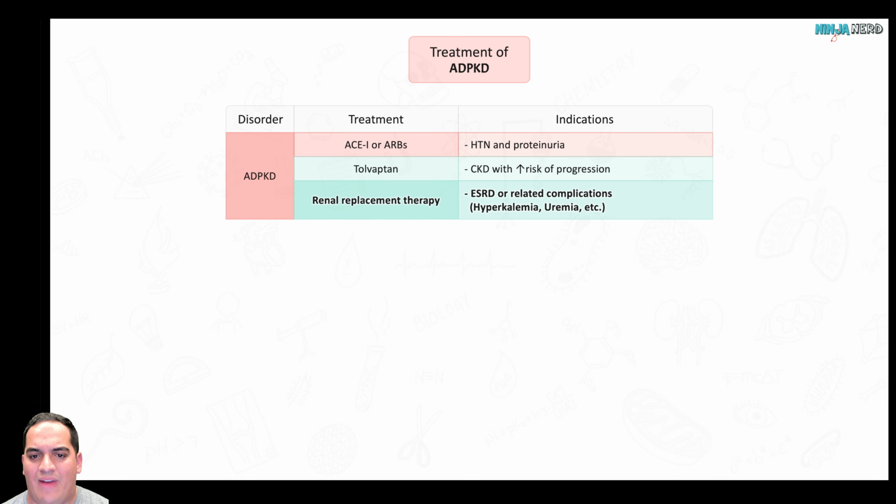The only downside to tolvaptan is it's an ADH antagonist, so they pee a lot. They pee a lot of water, and so they end up with polyuria and polydipsia. That's kind of difficult on a patient who has to go to the bathroom all the time and drink water all the time. The other thing is renal replacement therapy.